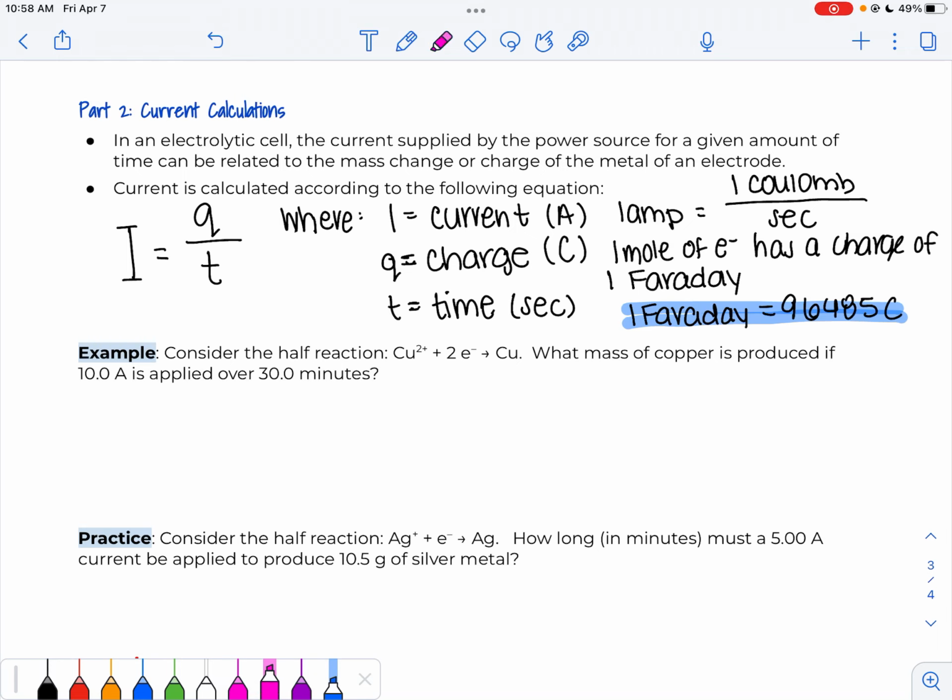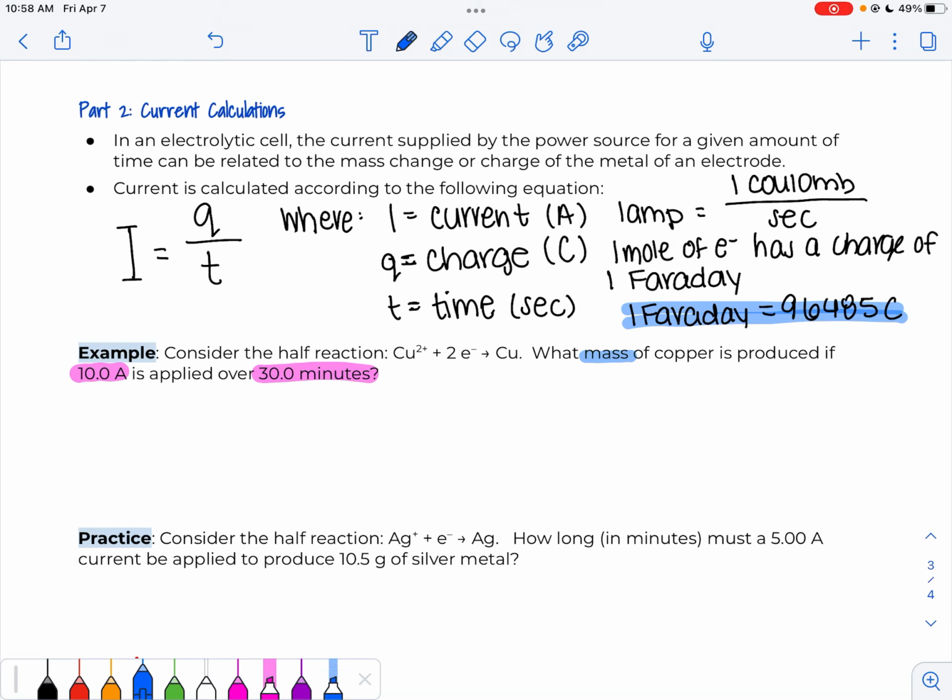So what information are we given? We're given current, 10 amps, and we're given time, 30 minutes. What are we asked to find? Mass of copper. Okay, so how can we get mass if all we know is amps, current, or time? Well, if we know current and we know time, we can do something with charge, right? We can get Q. Okay, so let's start there.